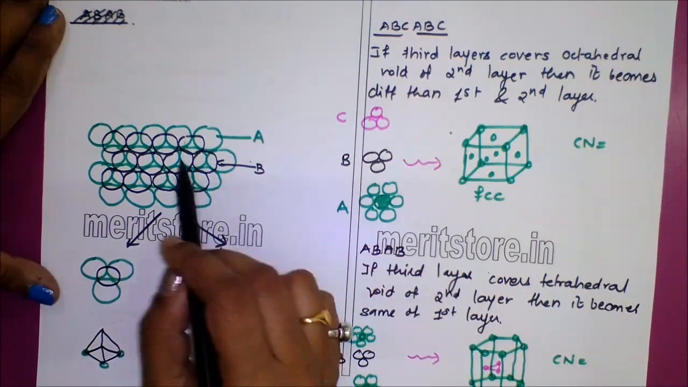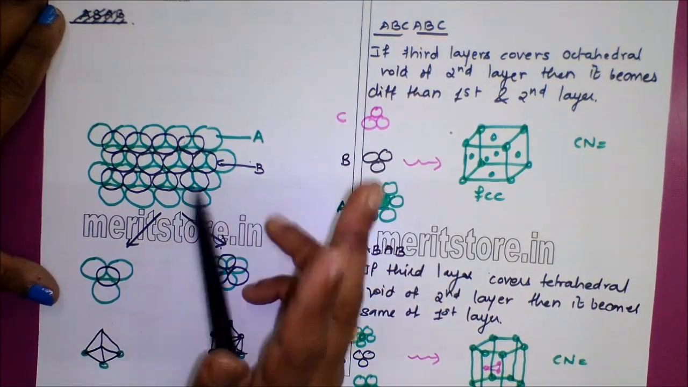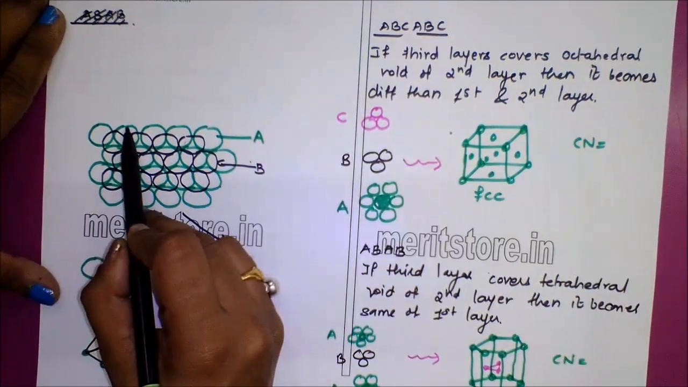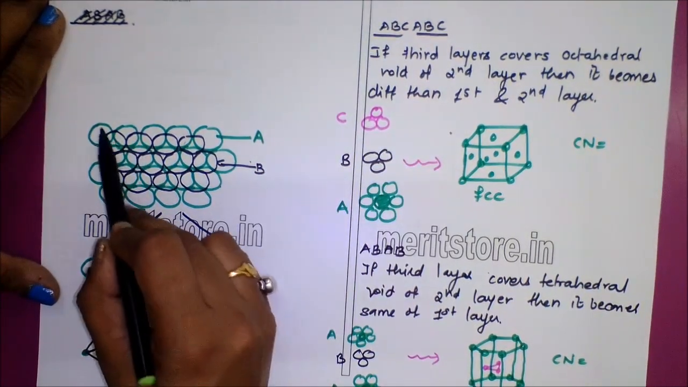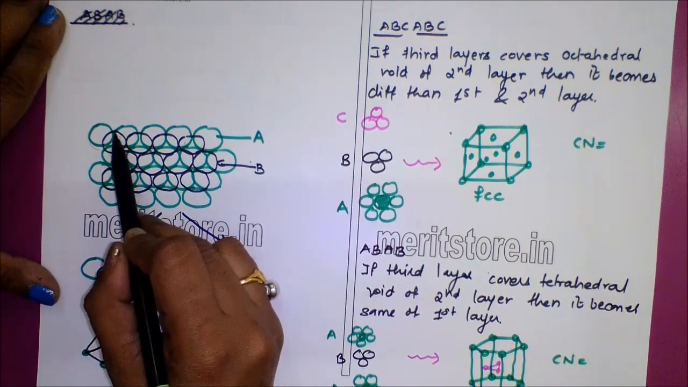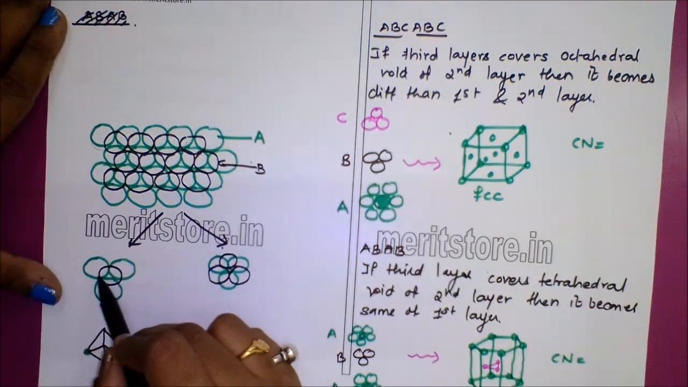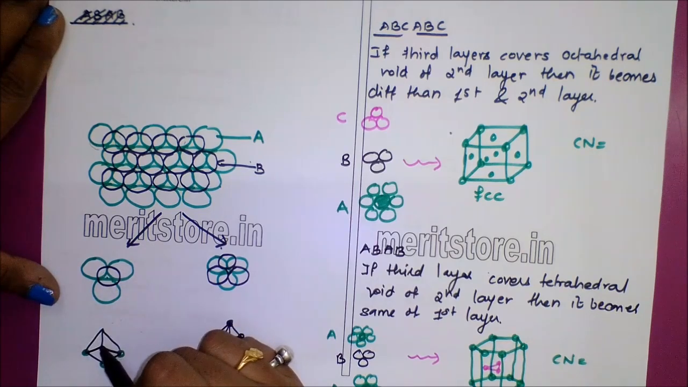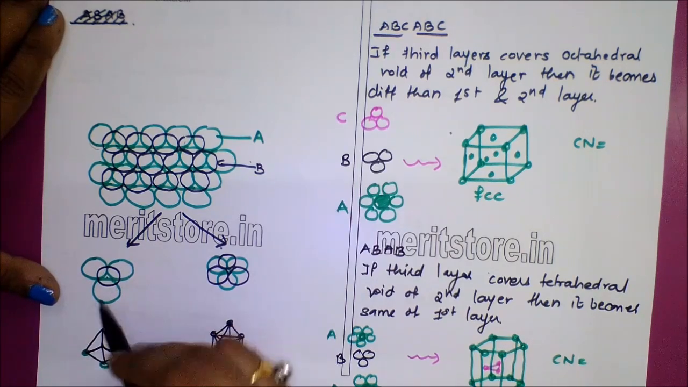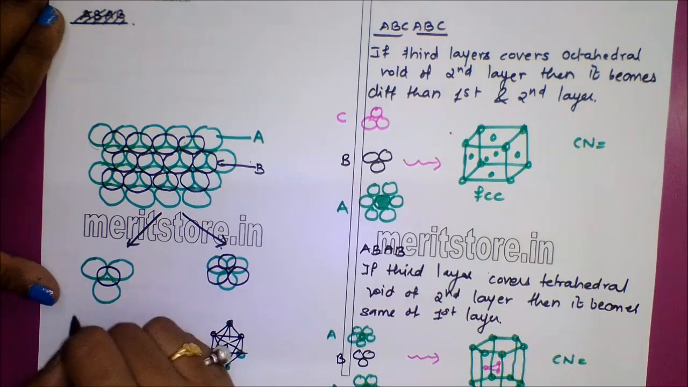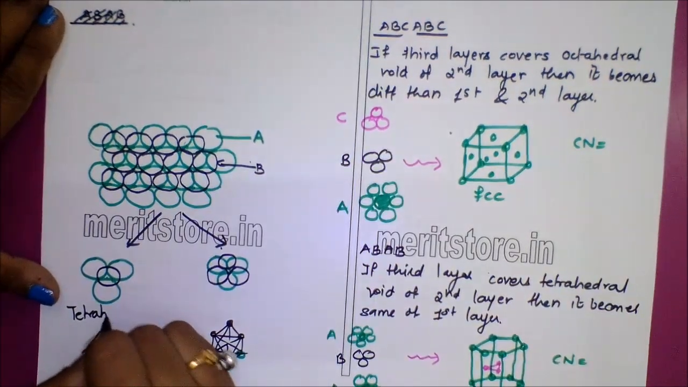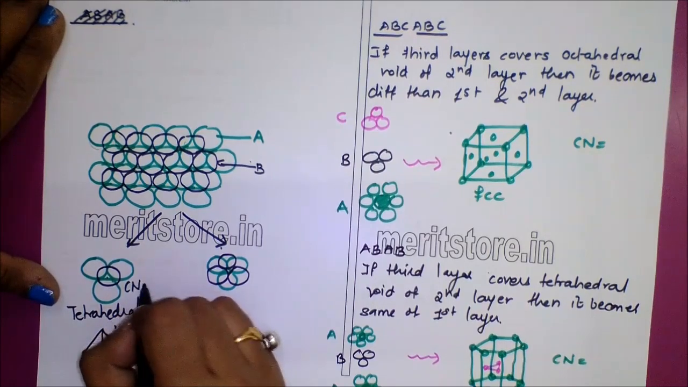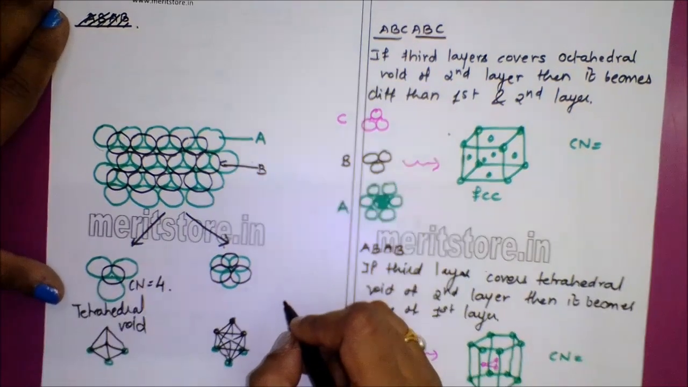When you have this kind of AB layer, there are two types of void spaces created. The first void space, look at this, 3 green atoms come in contact with one black atom. Here the void space inside is surrounded by 4 atoms. So this void space looks like a tetrahedral void, which is surrounded by 4 atoms. So coordination number for this void is equal to 4.